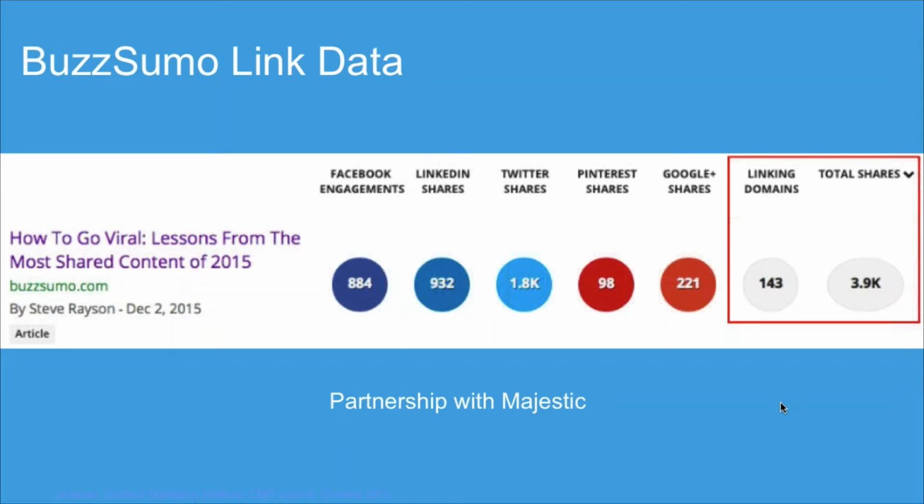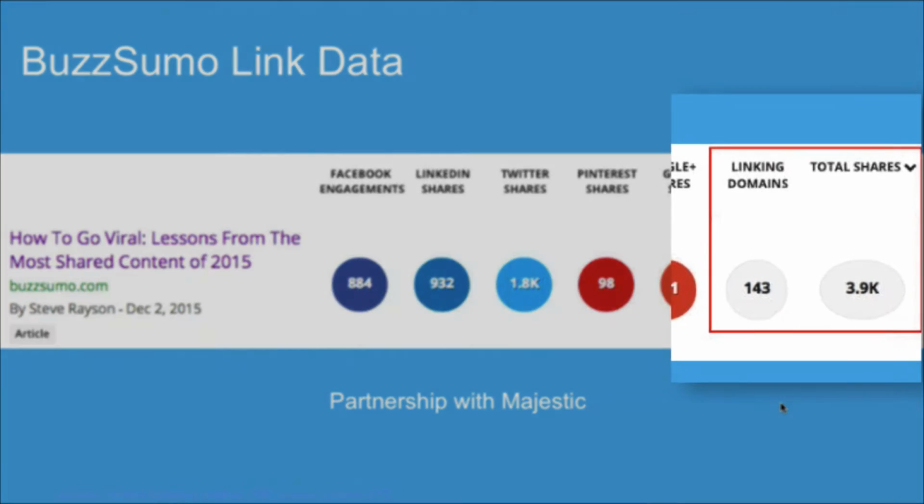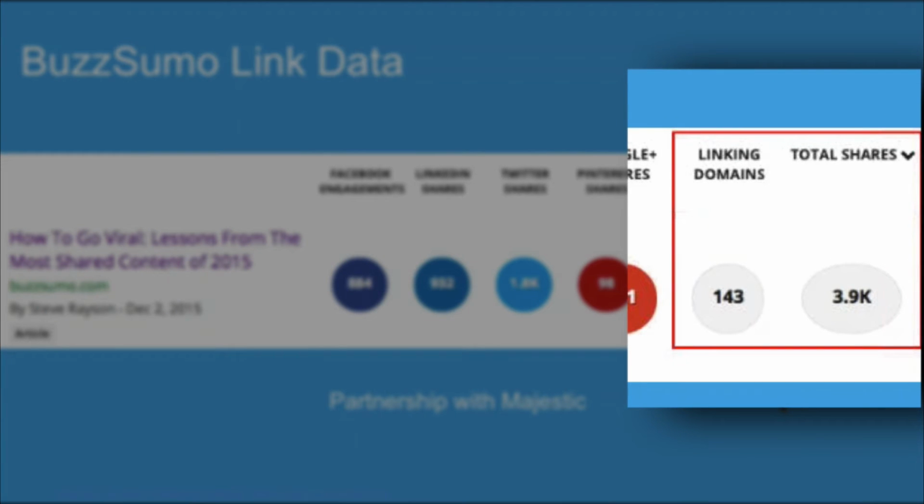So you can now see for any piece of content, any article, both the total shares and the number of linking domains to that article. And we think this gives you a much wider perspective in terms of how well content is performing. Shares give you one view, but shares and links give you another view. And I'll just take you through why, really.